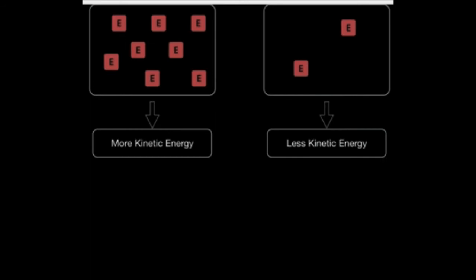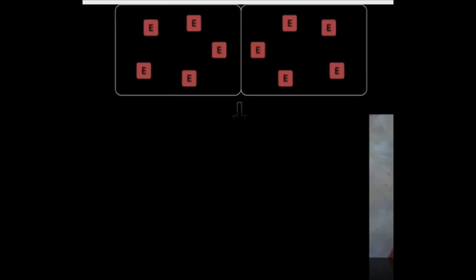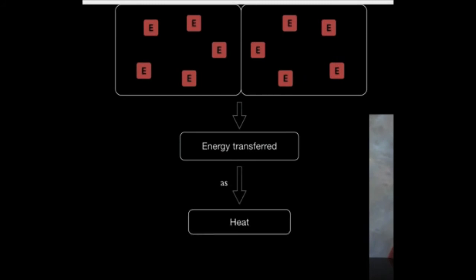So let's look at what happens when we put the two cubes together and see what happens with the energy involved in the individual cubes. So here we go, we put them together and the energy is transferred. Energy is moving from the first object to the second object. We call that transfer heat. So what we're really doing is transferring energy as thermal energy.